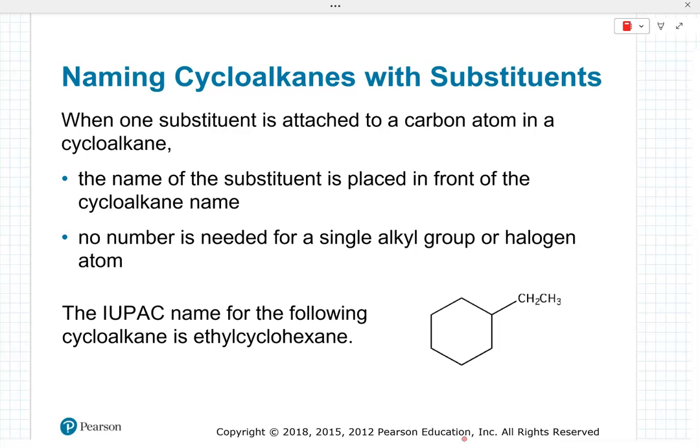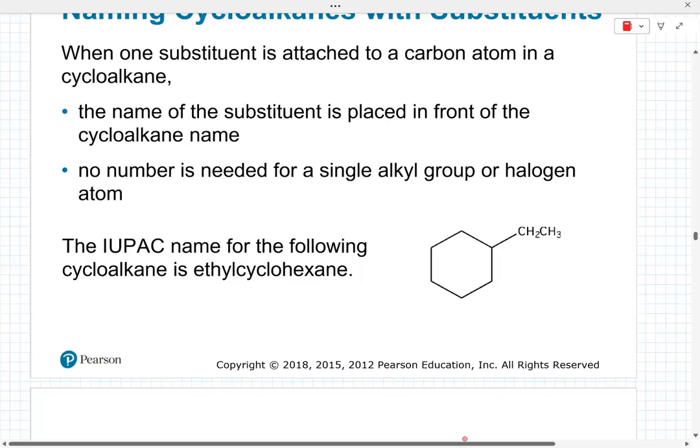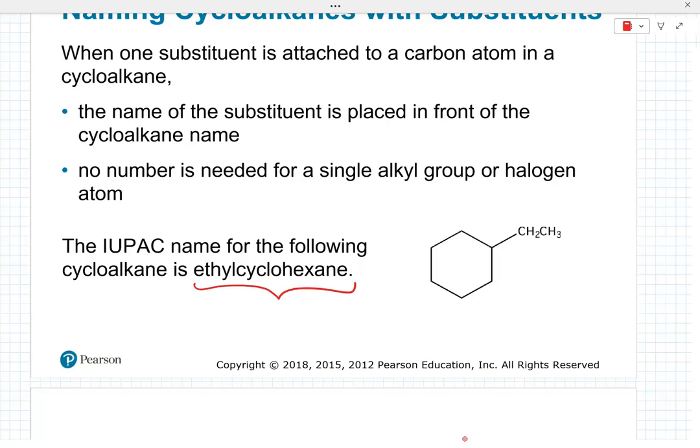Now, when you make cycloalkanes, it's kind of the same story, but here's my question. Why are there no numbers in that name? Ethylcyclohexane. Yes, because all carbons are equivalent.